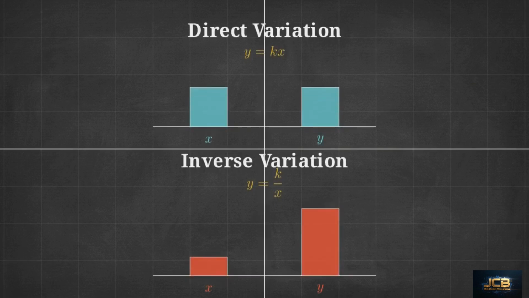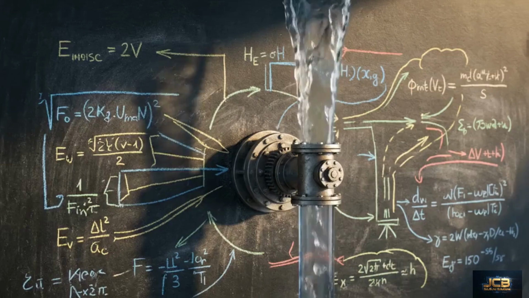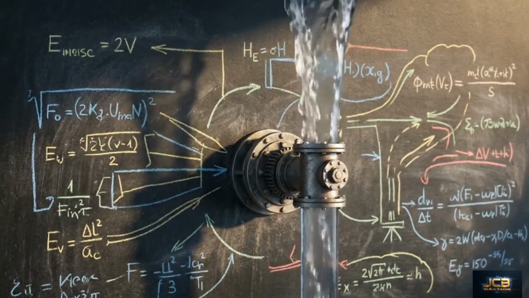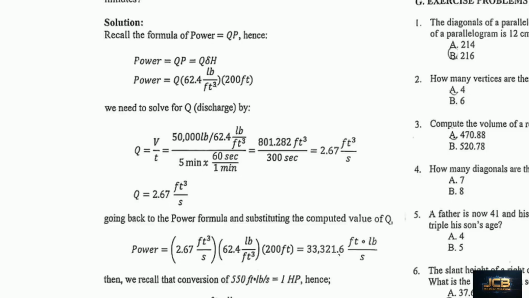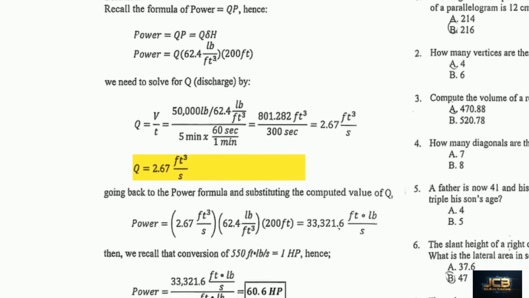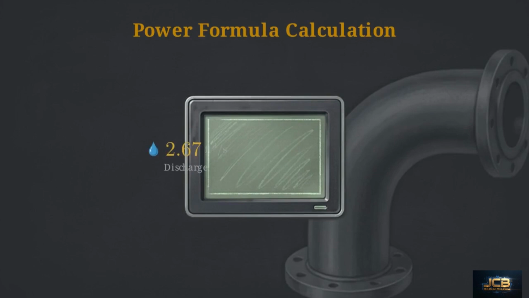In the physical world, direct variation means variables increase together, while inverse variation means one increases as the other decreases. These concepts apply to practical plumbing, such as calculating the pump horsepower needed to lift a specific volume of water against gravity. First, determine the discharge, or Q. By converting 50,000 pounds into cubic feet and dividing by the 5-minute duration, we find a discharge rate of 2.67 cubic feet per second. Apply the power formula by multiplying that discharge by the unit weight of water and the total height. Dividing the result by 550 foot-pounds per second provides the final answer of 60.6 horsepower.